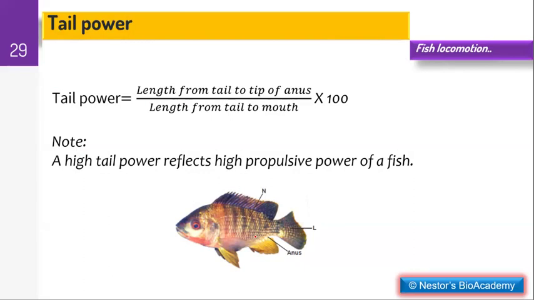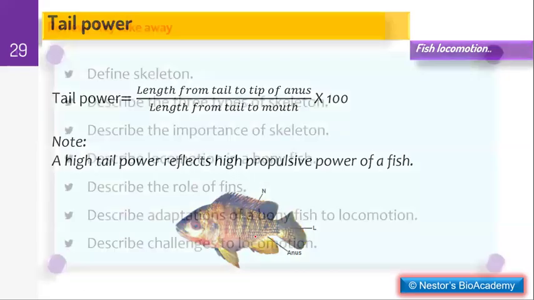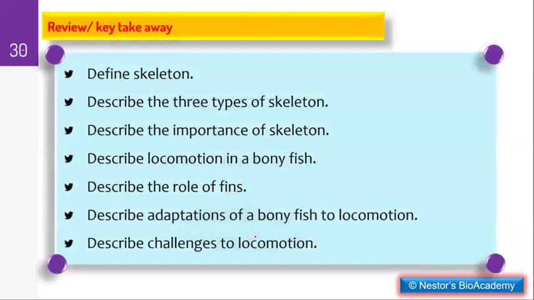So that brings us to the end of this. And what is the recap I need you to have? The key takeaway for this session is that you need to be able to define what a skeleton is for animals. It is simply a rigid support framework that animals possess. The three main types of skeleton, we have listed them: exoskeleton, endoskeleton, and hydrostatic skeleton. We have just described the importance of skeleton. You need to be able to list them.